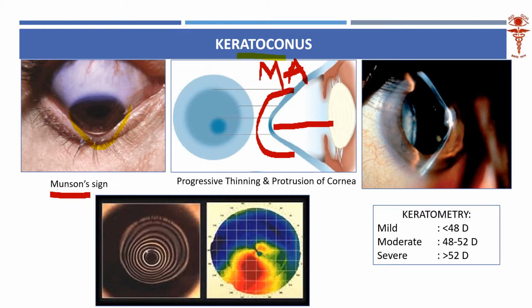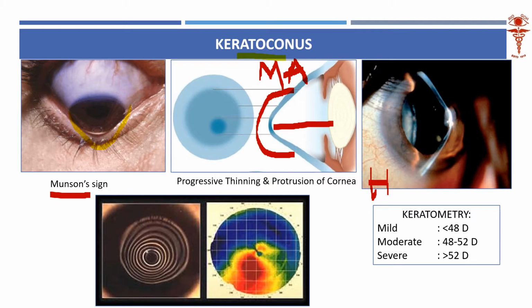That kind of protrusion will happen, and at a point of time it will breach. The Descemet's membrane will breach, and you develop a hydrops. Hydrops is a complication of keratoconus. Once keratoconus develops hydrops, it will become very painful and it will go on to scarring. That kind of feature happens.